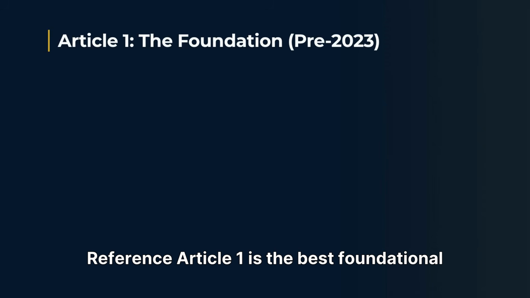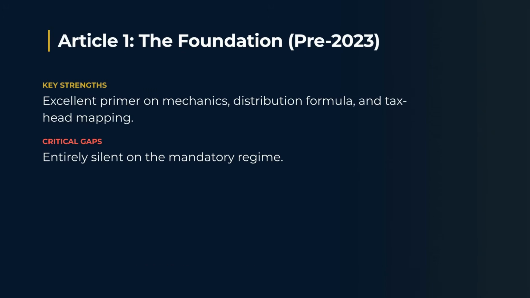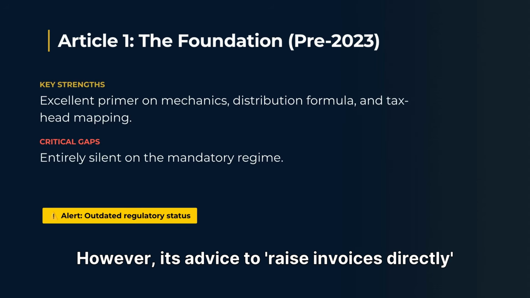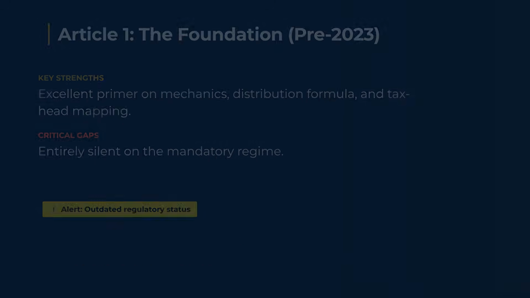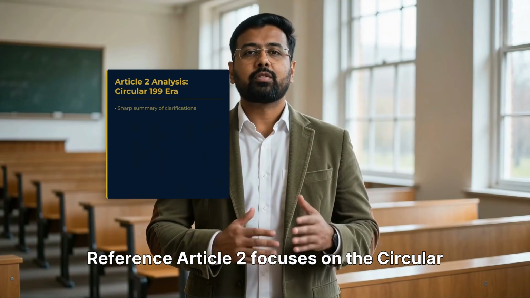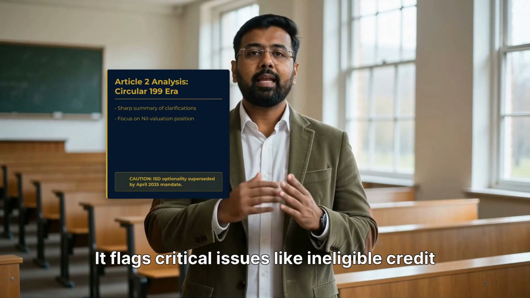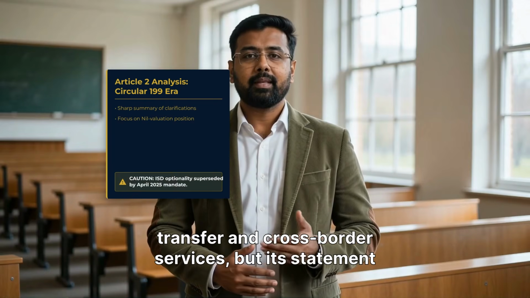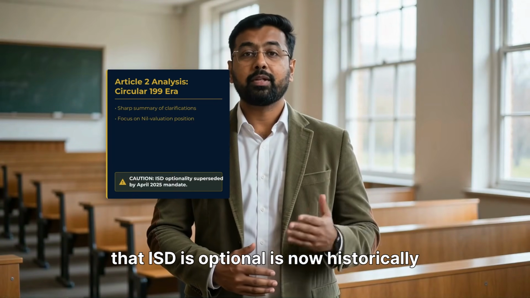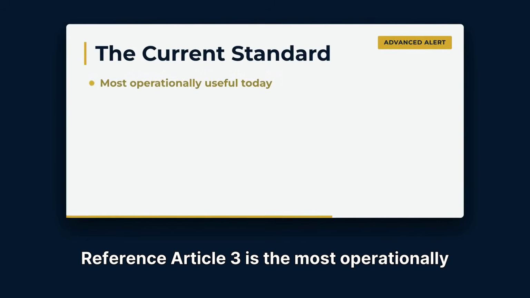Reference Article 1 is the best foundational primer for mechanics, such as the distribution formula and tax head mapping. However, its advice to raise invoices directly is now tenable only for non-common services. Reference Article 2 focuses on the Circular 199 era. It flags critical issues like ineligible credit transfer and cross-border services, but its statement that ISD is optional is now historically superseded. Reference Article 3 is the most operationally useful today.